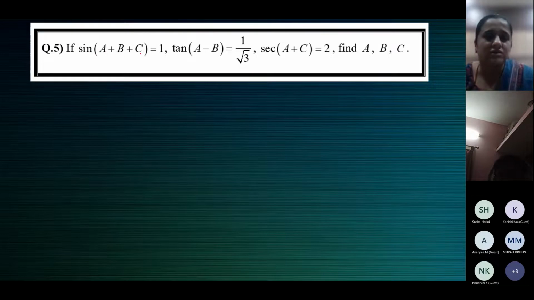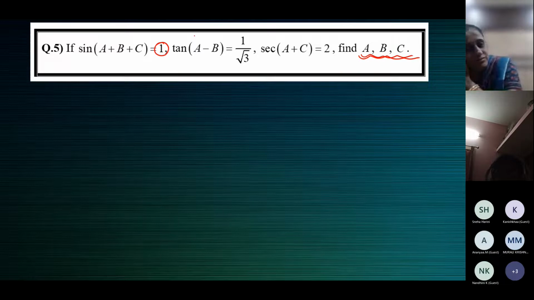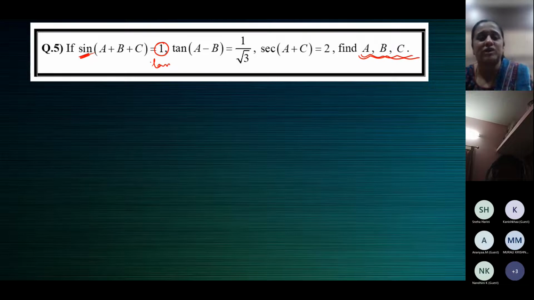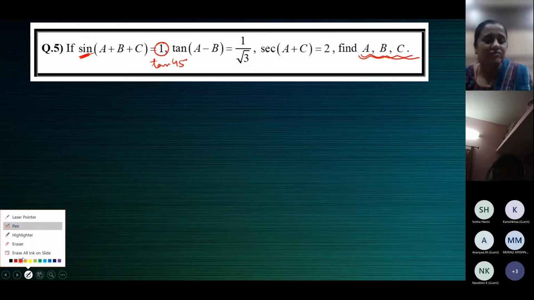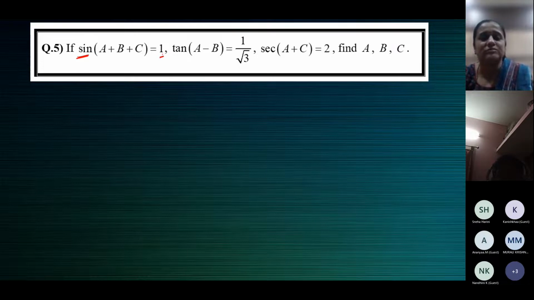So here, children, in this question, we have to find the values of A, B, and C. Now, what can you replace one with in terms of sine? Sine 90 degrees. You can even say tan 45 degrees is one, but it's not relevant here because you're given sine of A plus B plus C is equal to one. Since we have the ratio sine on the other side, we'll write this in terms of sine. So sine 90 degrees. When you compare both the sides, you get A plus B plus C is equal to 90.